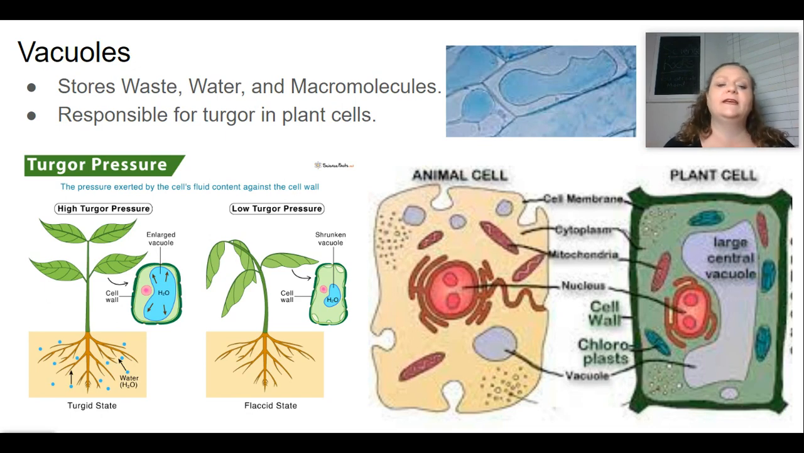So if you look at the diagram I've shown you here, and I do have several diagrams here, the one to the left where it talks about high turgor pressure versus low turgor pressure, you actually can see the vacuole inside of the cell where it's full of water. The plant is standing upright, it looks good. Where it's low on water, the plant is wilted. This is why plants wilt when they don't receive enough water.